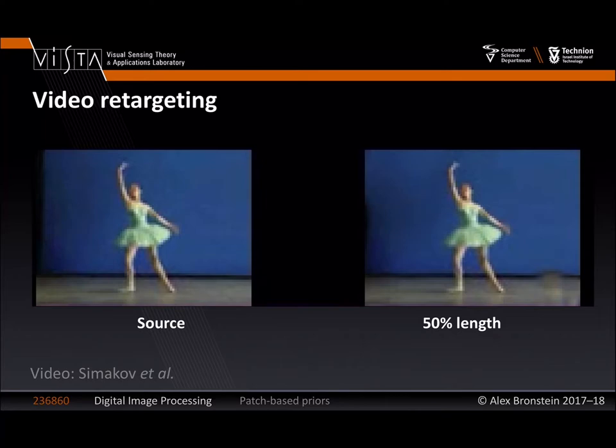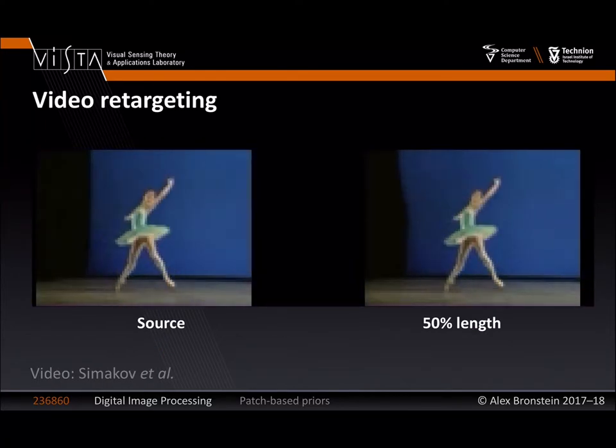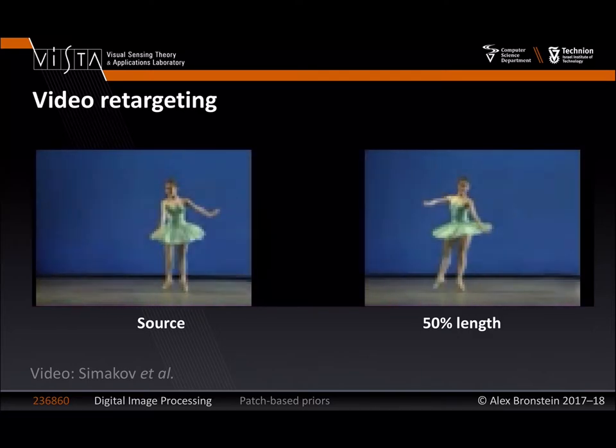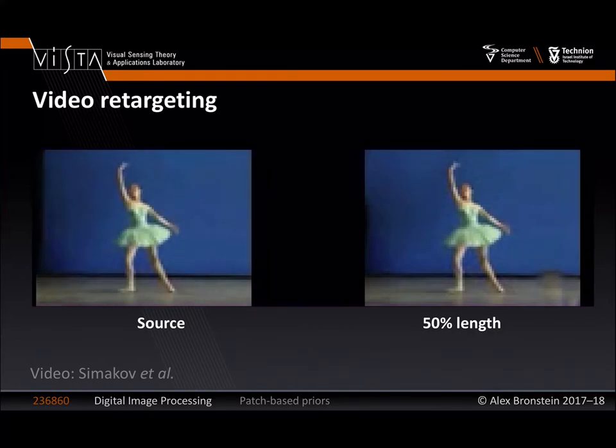So here, for example, this ballerina was rotating multiple times, but it's enough to see it once or twice, and you got the idea, right? This is half of the length of the original video. So again, you can think of the analogy of doing retargeting for videos as well. Here, you can retarget both the spatial domain and the temporal domain.